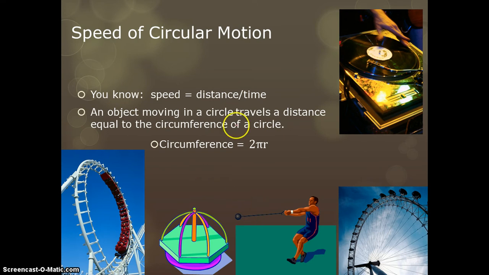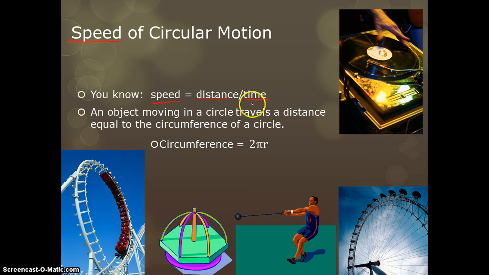We need to talk about the speed of circular motion. The circular motion that we're going to be talking about is uniform circular motion, which means that speed is constant. It's not going to be changing. And you know from way back at the beginning of the semester, we talked about speed, and we can easily calculate speed if we know the distance that we traveled and we divide it by the time it took us to travel that distance.